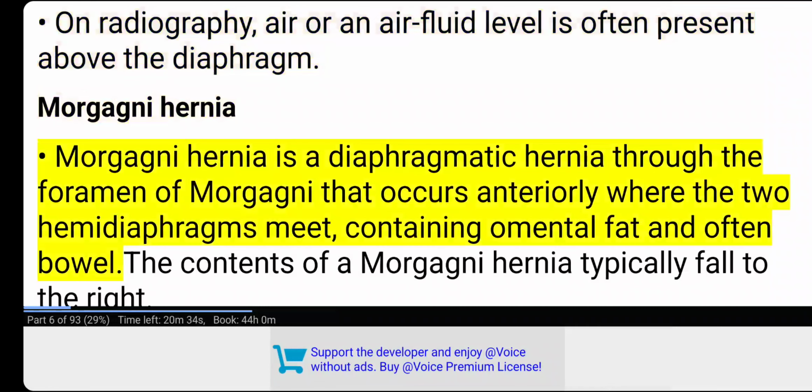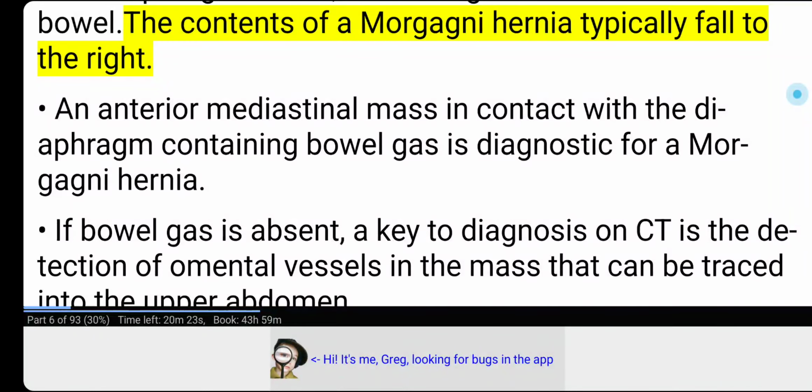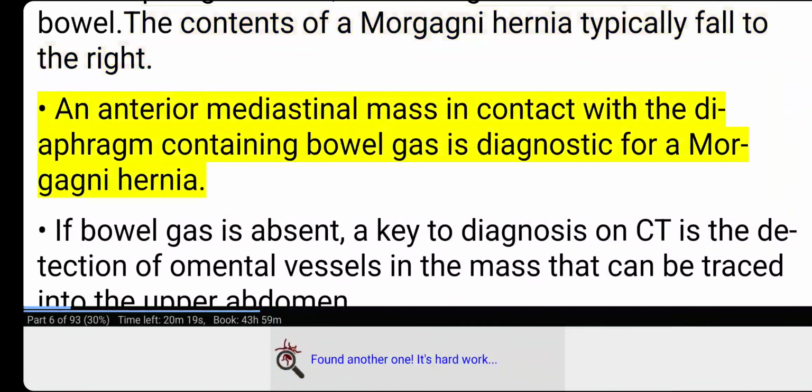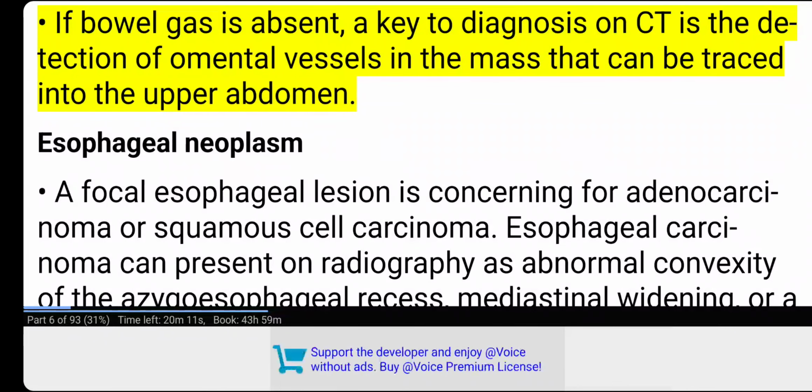Morgagni hernia. Morgagni hernia is a diaphragmatic hernia through the foramen of Morgagni that occurs anteriorly where the two hemidiaphragms meet, containing omental fat and often bowel. The contents of a Morgagni hernia typically fall to the right. An anterior mediastinal mass in contact with the diaphragm containing bowel gas is diagnostic for a Morgagni hernia. If bowel gas is absent, a key to diagnosis on CT is the detection of omental vessels in the mass that can be traced into the upper abdomen.